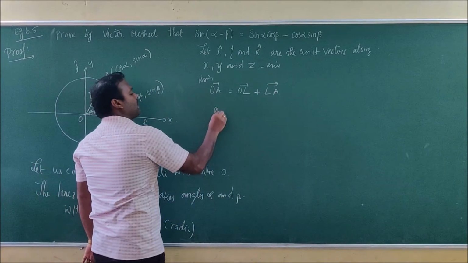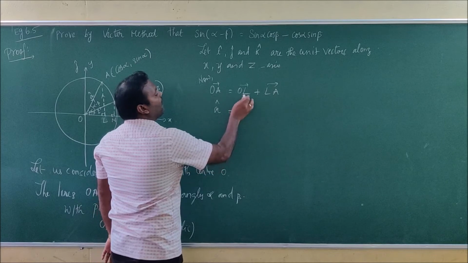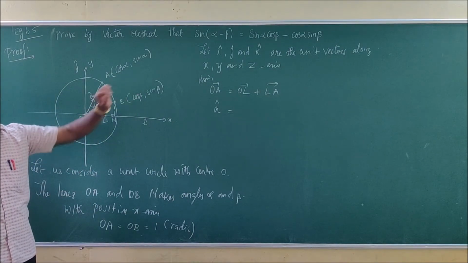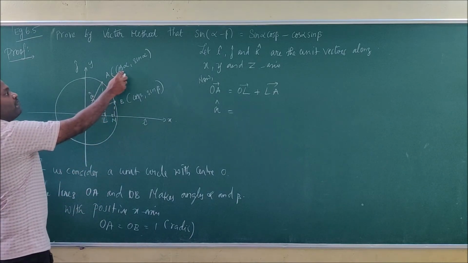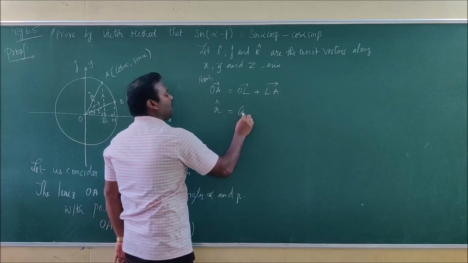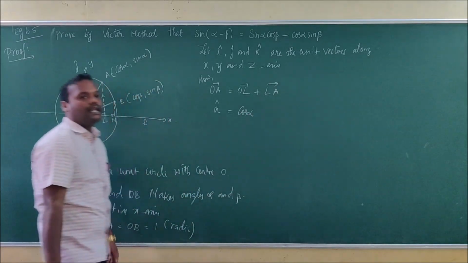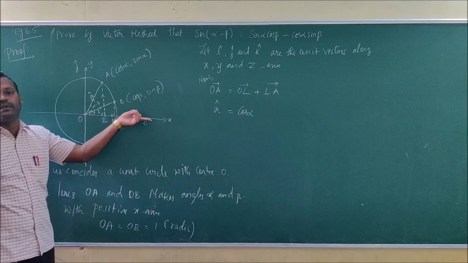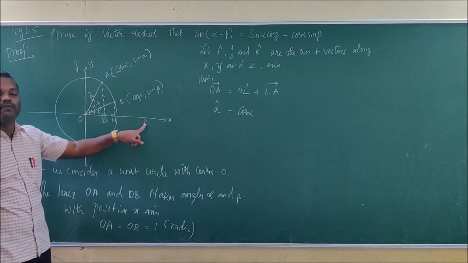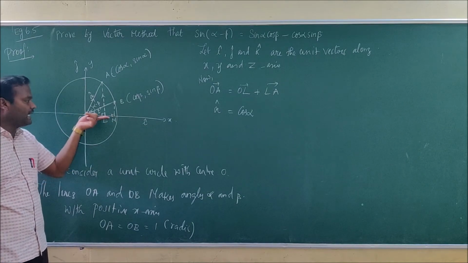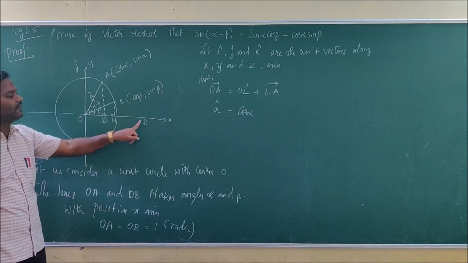So the OA vector can be taken as A cap, and for the OL vector, first you have to write the magnitude or length of the OL vector. I have to write the length as cos alpha, and you have the corresponding unit vector i cap, which you multiply. So the corresponding vector in the direction of OL is i cap.